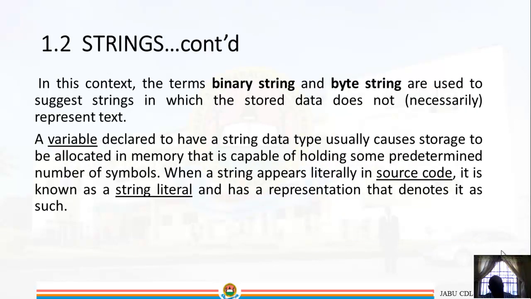Now, in this context, the terms binary string and byte string are used to suggest a string whose stored data does not necessarily represent text. A variable declared to have a string data type usually causes storage to be allocated in memory that is capable of holding some predetermined number of symbols.